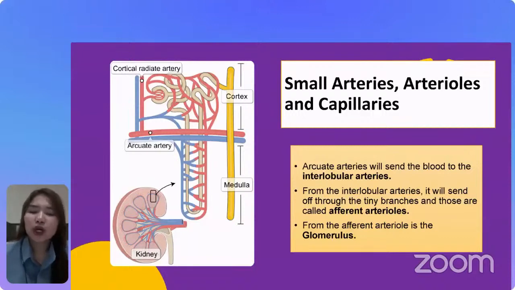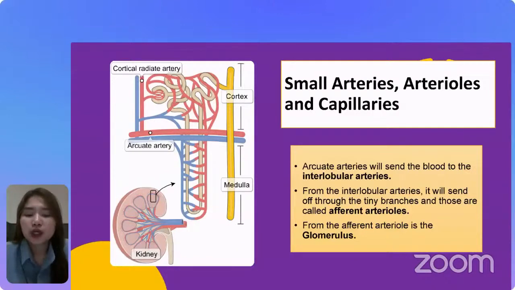So from the renal artery, it splits to become the segmental artery, and then the interlobar artery, and then the arcuate artery. Don't be confused with the interlobular arteries, which are also known as the cortical radiate arteries. From the interlobular arteries, tiny branches are sent off, and those are called the afferent arterioles.